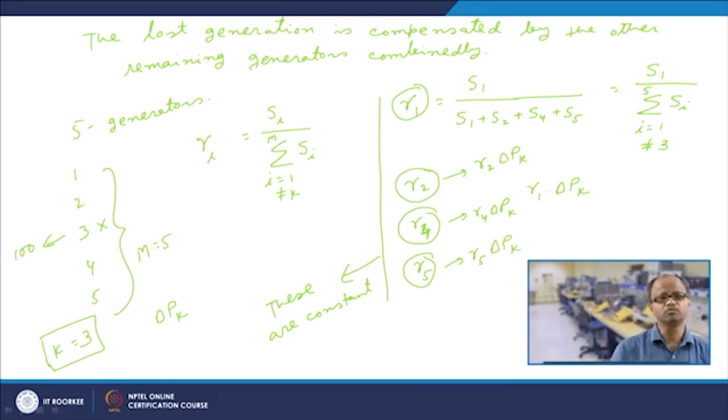So, what happens now? Earlier we only considered a change in the injected power at bus k, that is, the bus at which this generator is going out of operation. But now, because of this, the injected power at all the other buses is also changing. So when we calculate the new power flow over the lines, we also have to take into account the change in the injected power at bus 1, bus 2, bus 4 and bus 5.